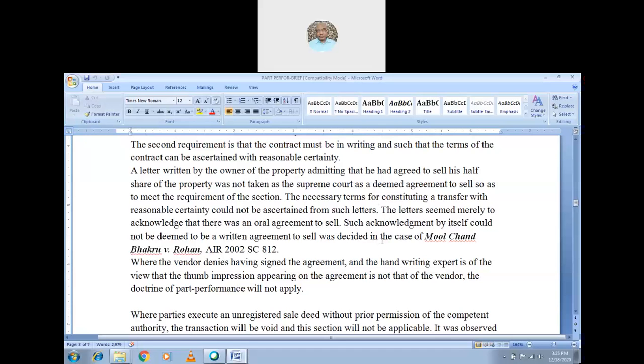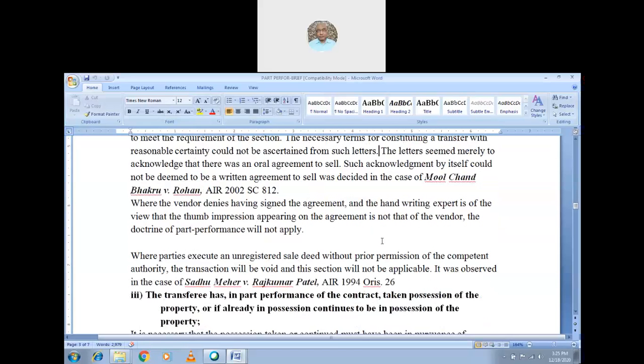Where the vendor denies having signed the agreement, and the handwriting expert is of the view that the thumb impression appearing on the agreement is not that of the vendor, the doctrine of part performance will not apply. The thumb impression should be that of the vendor only, but if somebody else's is there, then Section 53A would not be applied. If it is manipulated, then Section 53A will not be applicable.